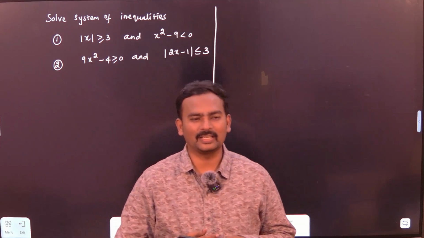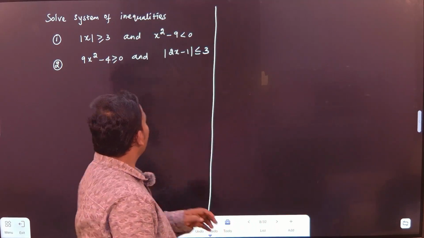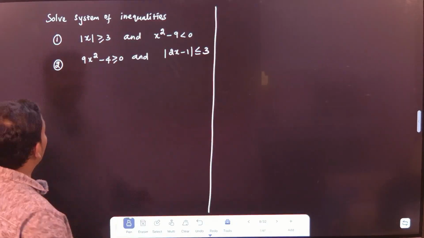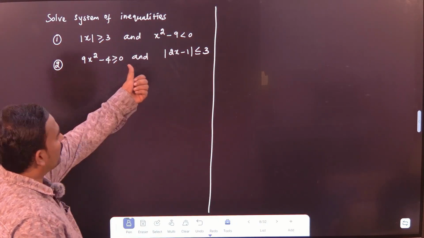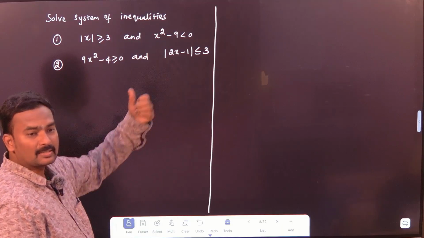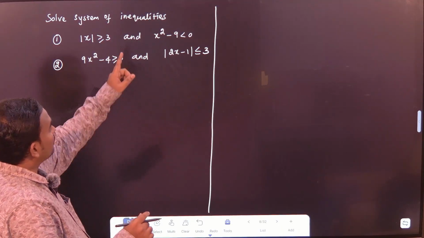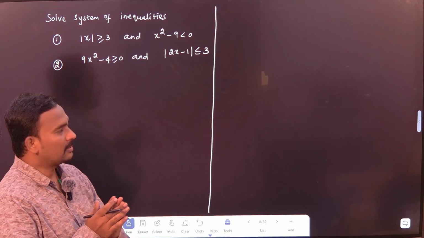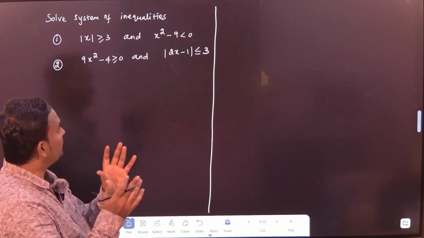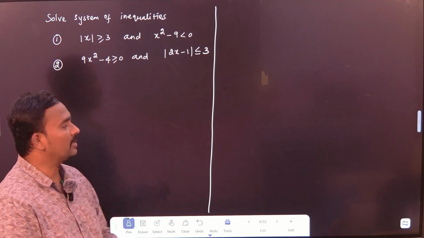Hello students, we'll continue this one. Solve the system of inequalities: |x| ≥ 3 and x² − 9 < 0. "And" means you need to calculate the intersection, that is, you need to find the common solutions.